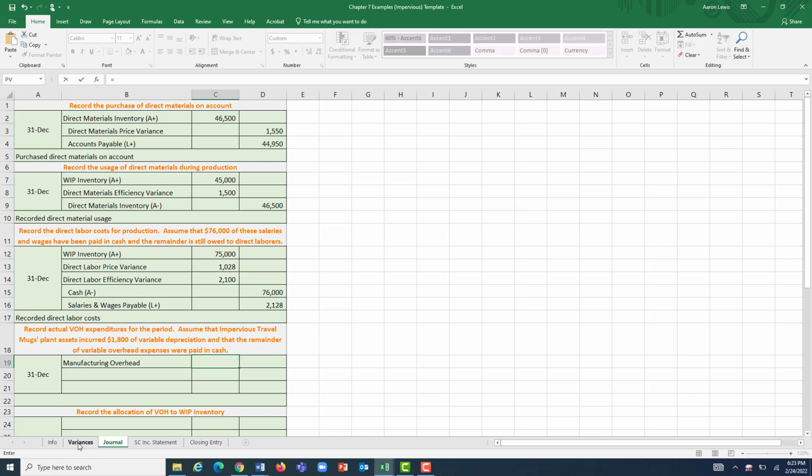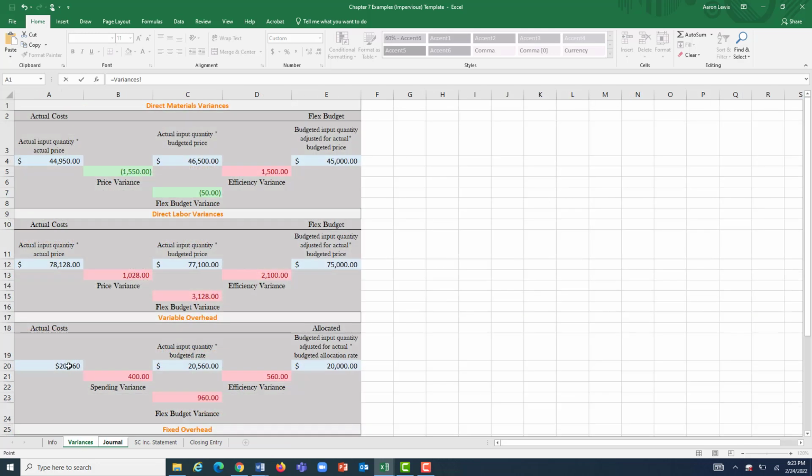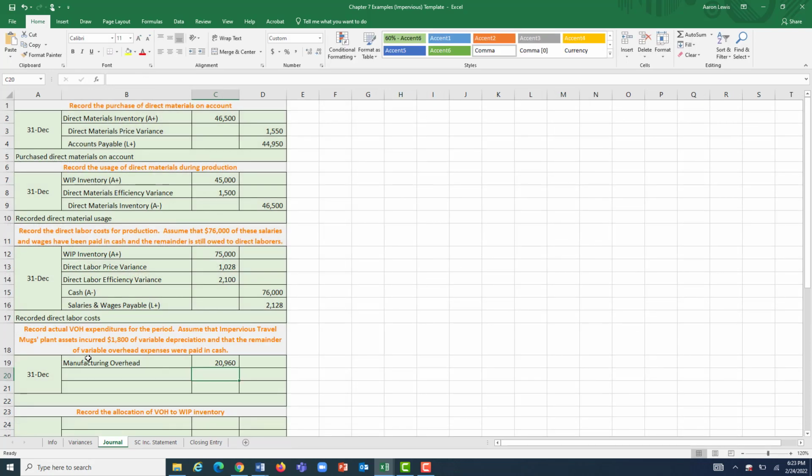What was the actual amount of variable overhead that we had during the period? We have that information already. We'll use that on our variances. We actually incurred $20,960 of variable overhead during this period. Well, now we know that 1,800 of that is because of variable depreciation, so I'm thinking we should probably credit our accumulated depreciation account to increase the value of that contra asset for the amount of depreciation that was incurred during production during the period. That's 1,800.